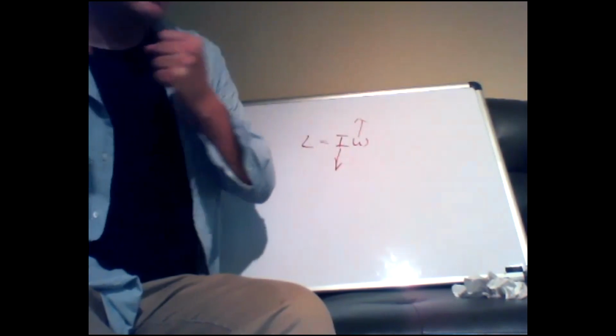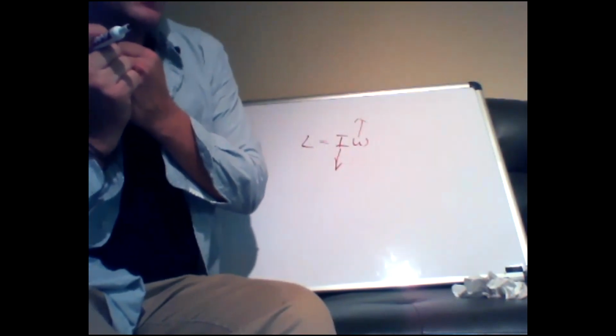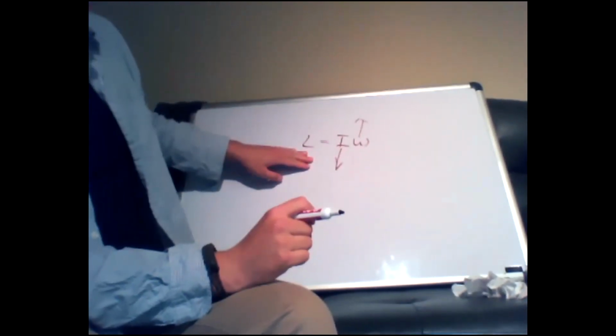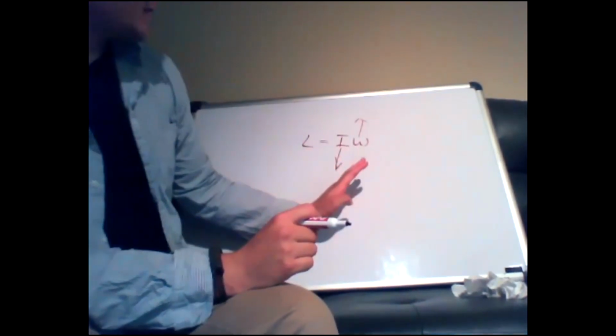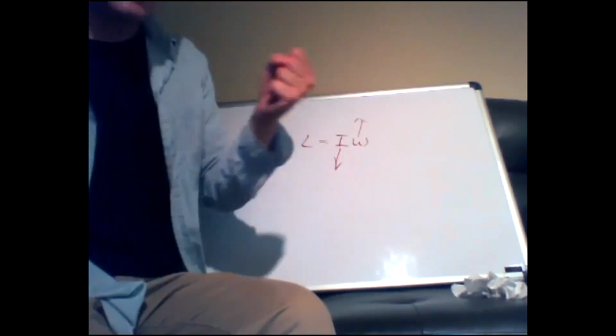So the figure skater analogy: as the figure skater brings his or her arms in, they decrease their moment of inertia. And because our angular momentum has to stay constant, that means that our angular velocity must increase. So as they bring in their arms, they start spinning faster and faster.